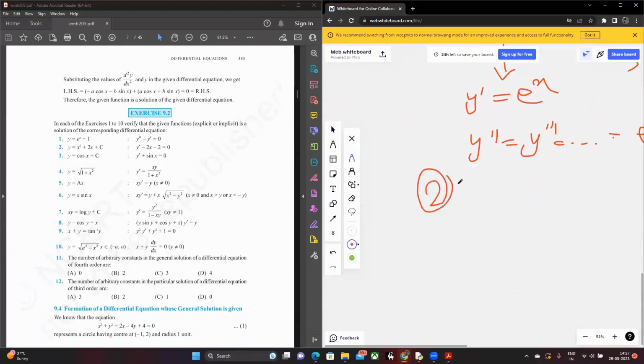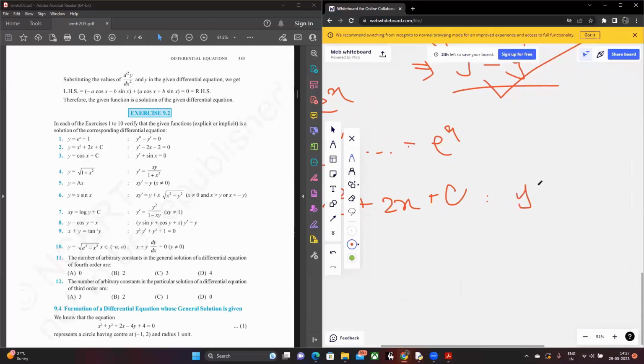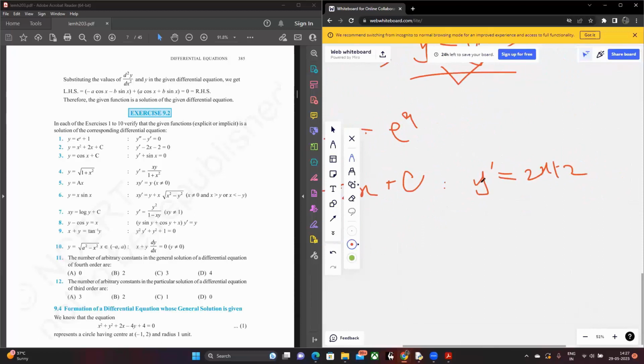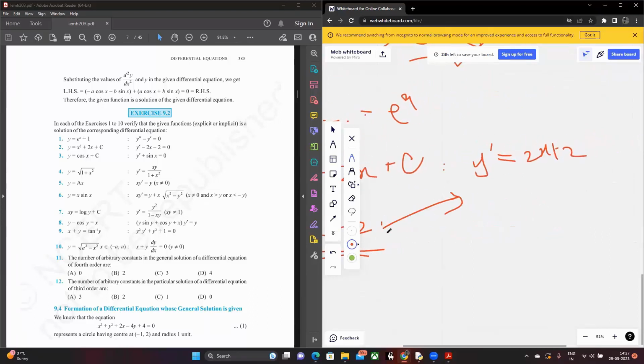Next, number 2, y equals x squared plus 2x plus c, and y dash equals 2x plus 2. Easy. You are given that y dash equals something, so differentiate this: y dash equals 2x plus 2. Differentiation of a constant is 0, x squared gives 2x, 2x gives 2. So again it matches, verified, so it's true.